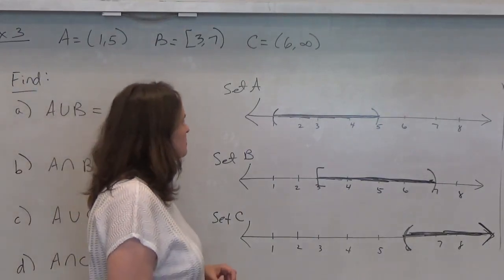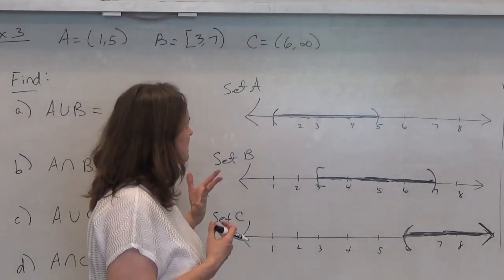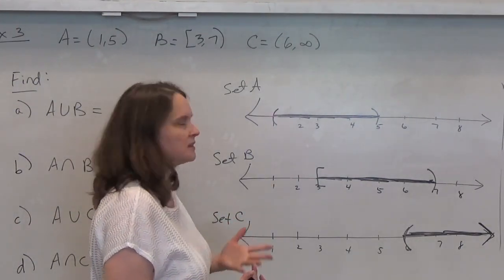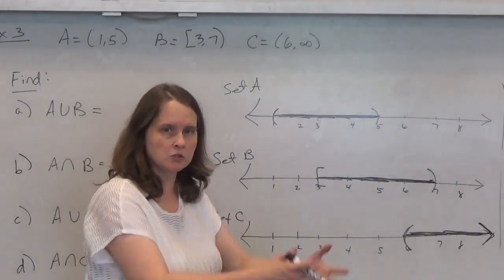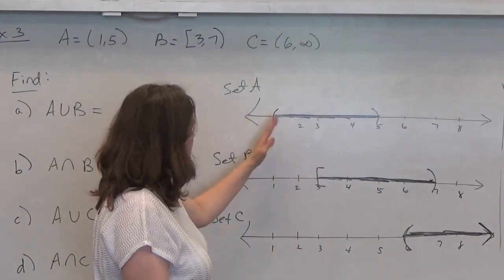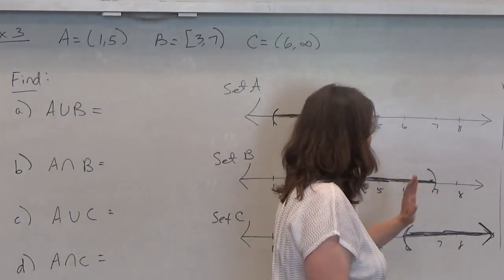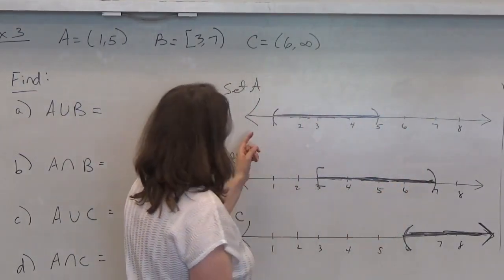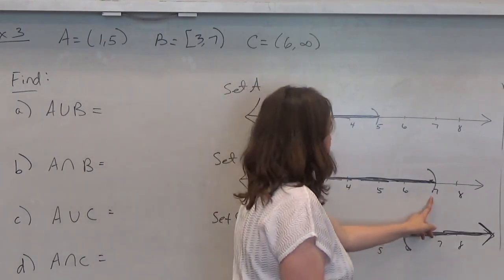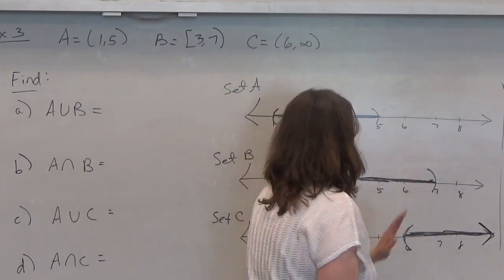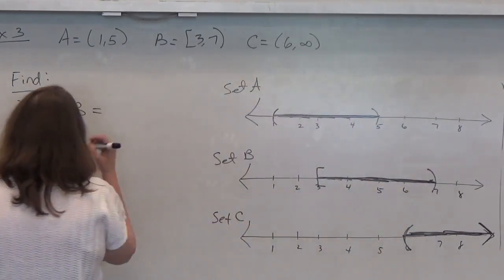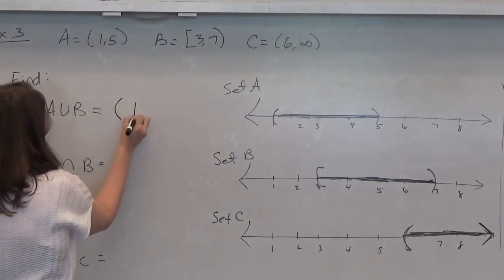Okay, so if you take everything from set A and everything from set B and put it all into a union, you're going to have everything beginning at 1, going all the way out to 7. So you would say that that's the interval from 1 to 7. That includes everything from here to here. So A union B in interval notation is parenthesis 1, comma 7.